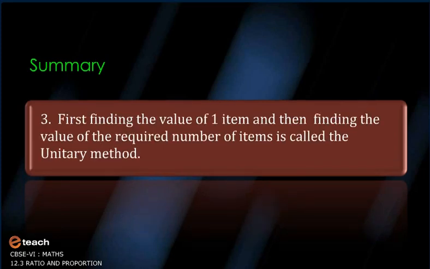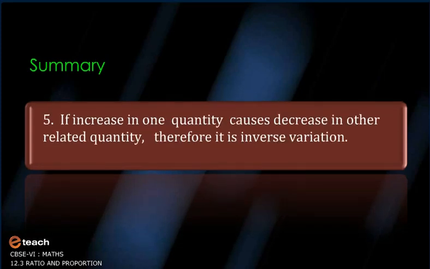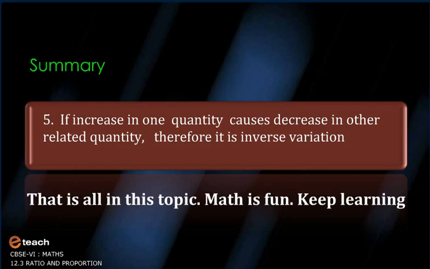3. First finding the value of one item and then finding the value of the required number of items is called the unitary method. 4. If increase or decrease of two quantities occurs in the same ratio, it is direct variation. 5. Increase in one quantity causes decrease in the other related quantity, therefore it is inverse variation. So that is all in this topic.